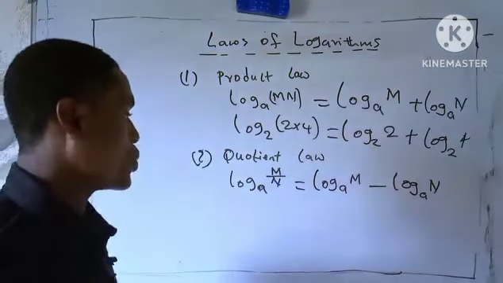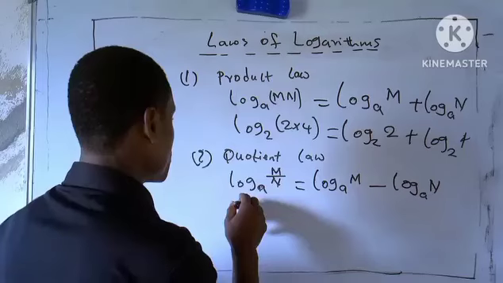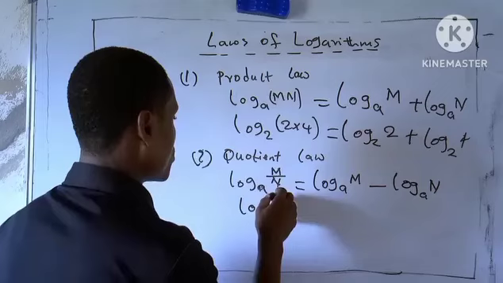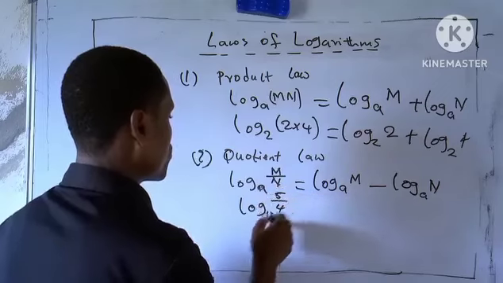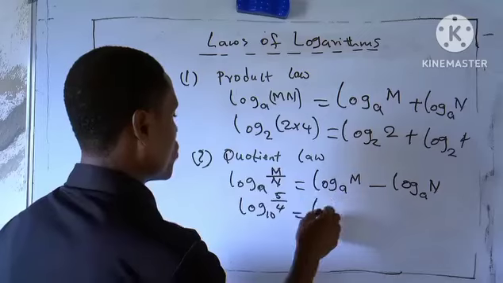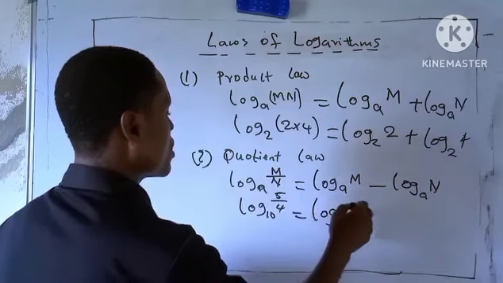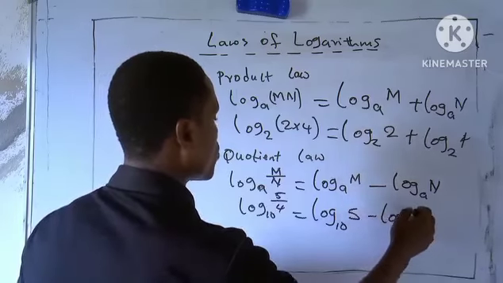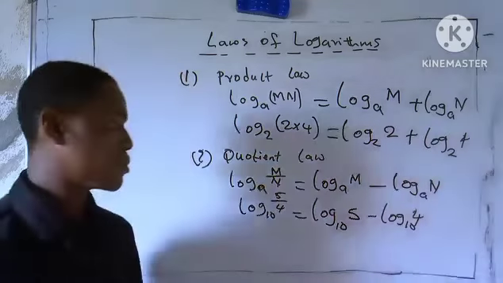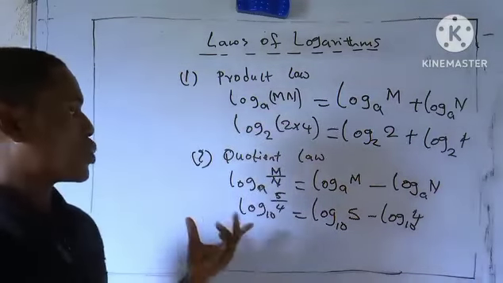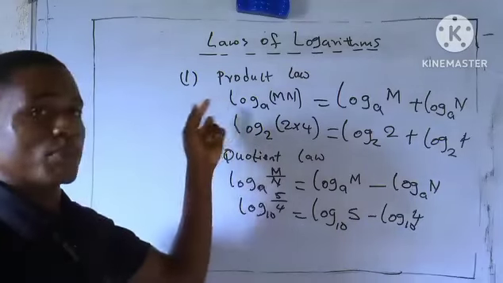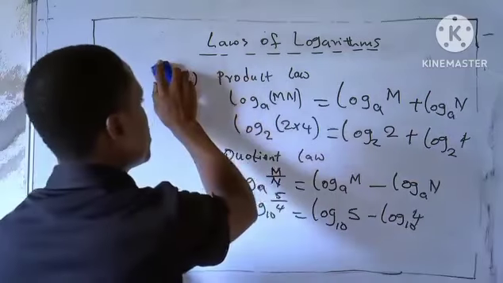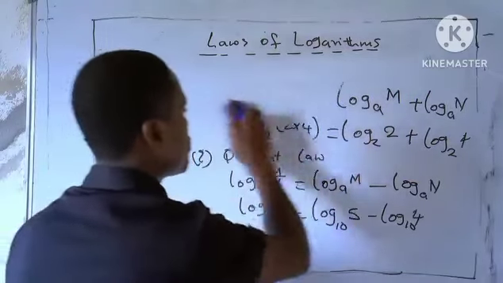Okay, let's use numbers. Let's say we have log base 10 raised to power 5 all over 4. Then you can write it in this form: log base 10 of 5 minus log base 10 of 4. Are you getting it now? So this is the second law. The first one is a product law, while the second one is a quotient law. Okay, let me clean. So we go straight to the third law.